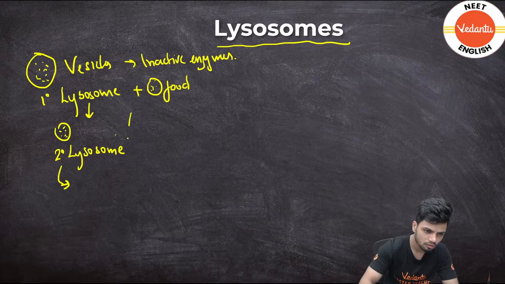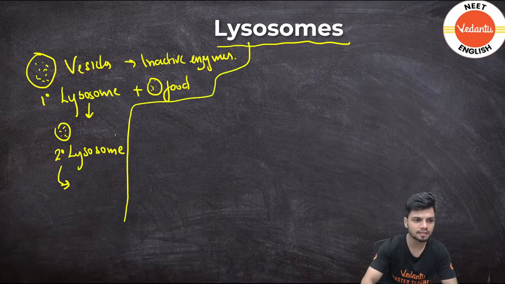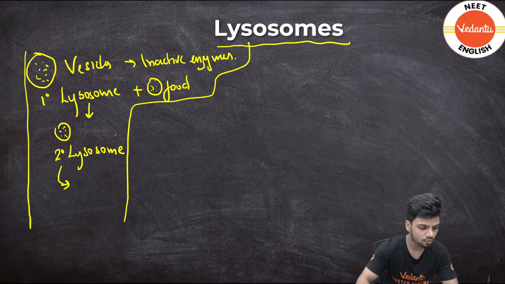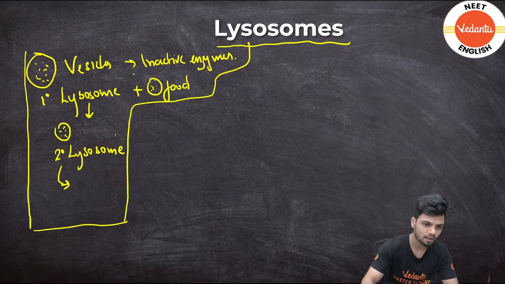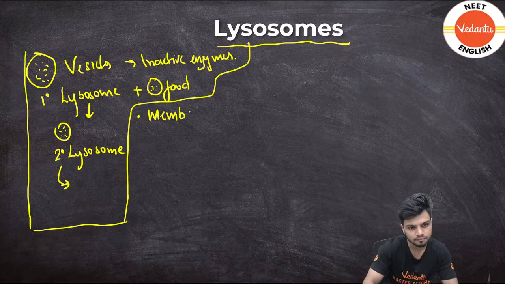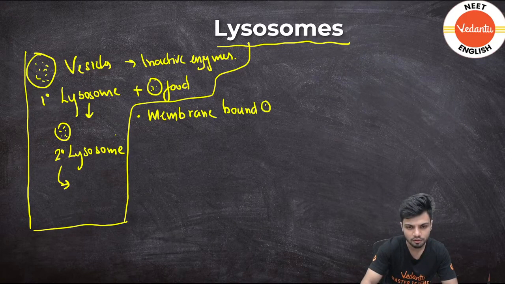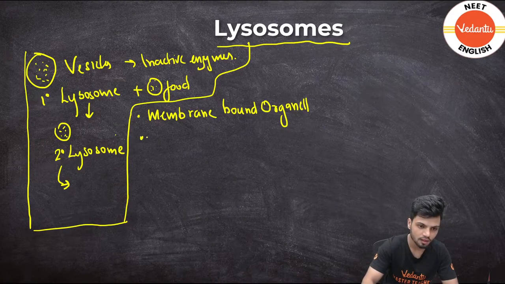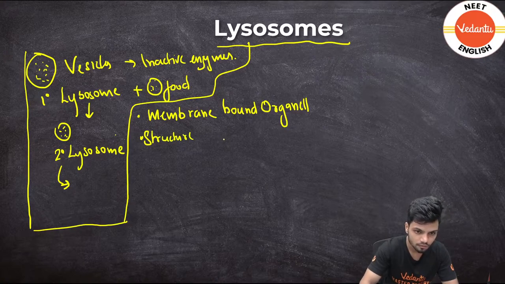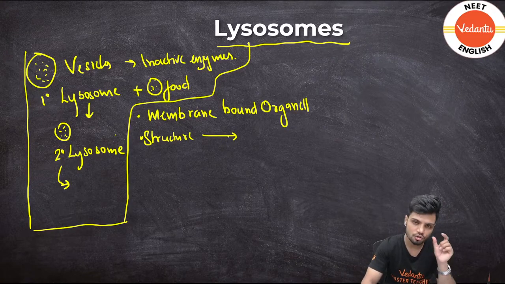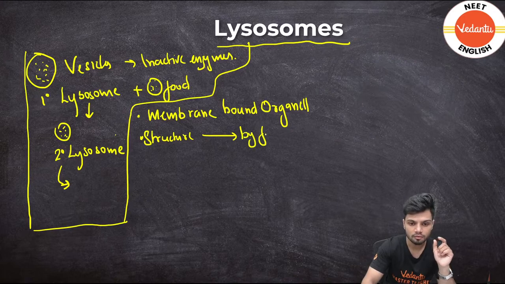Now, but sir, you told me what a primary lysosome is, but you didn't tell me what a lysosome is. Students, a lysosome is actually a membrane-bound organelle. Yes, a membrane-bound organelle. Now here, the structure of the lysosome is formed by processing.